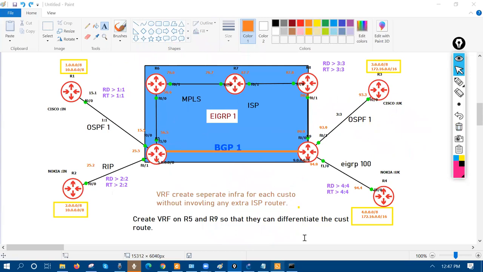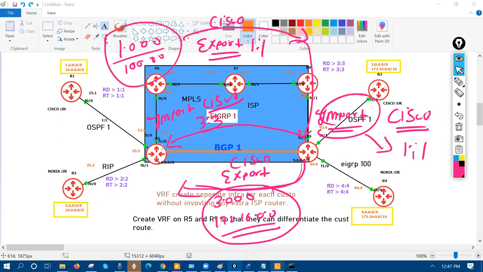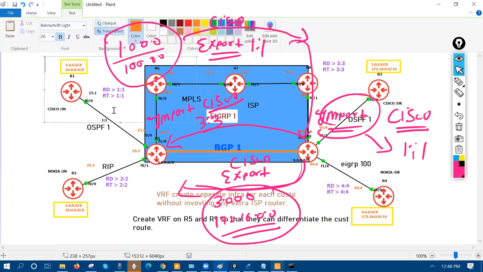Basically, whatever you are exporting from R3 has to be imported in R1, and whatever you are exporting from R1 likewise. I'm not configuring on R1. I'm configuring this VRF on R5, not R1. Our customer does not have any idea of the VRF. MPLS is not enabled on the customer side. I'm only going to enable the IP configuration and the protocol. Everything else we are doing on the ISP side.